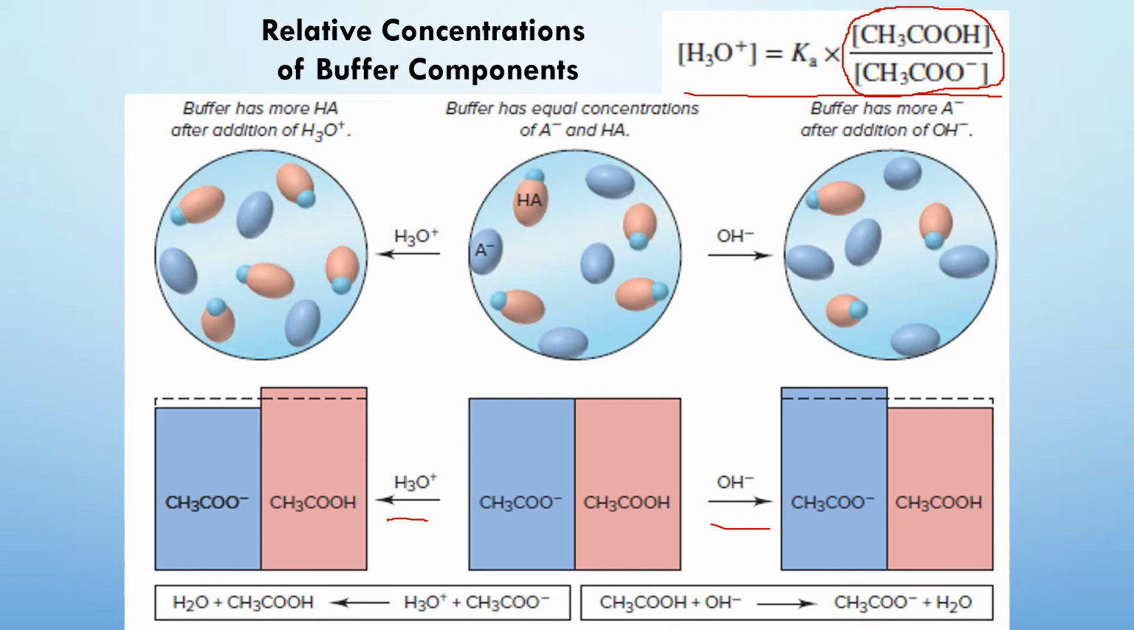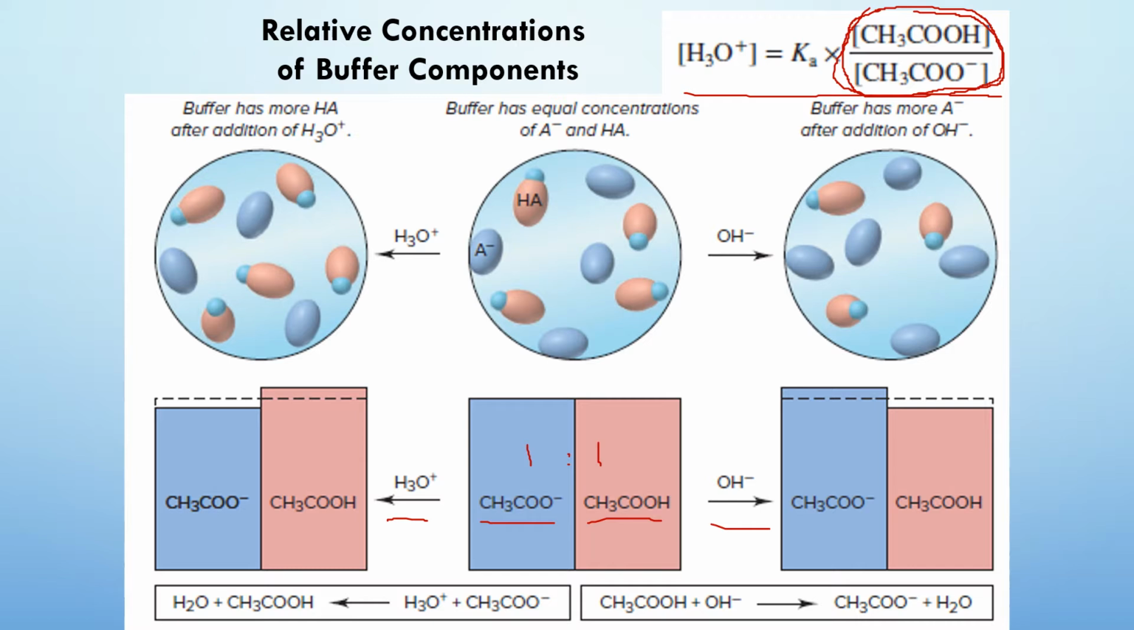In the figure in the middle, we have an equal concentration of the acid and the conjugate base, meaning it's a 1-to-1 ratio. So the term in this circle is equal to 1. In that case, the proton concentration is equal to the Ka value, or the pH is equal to the pKa of the acid.